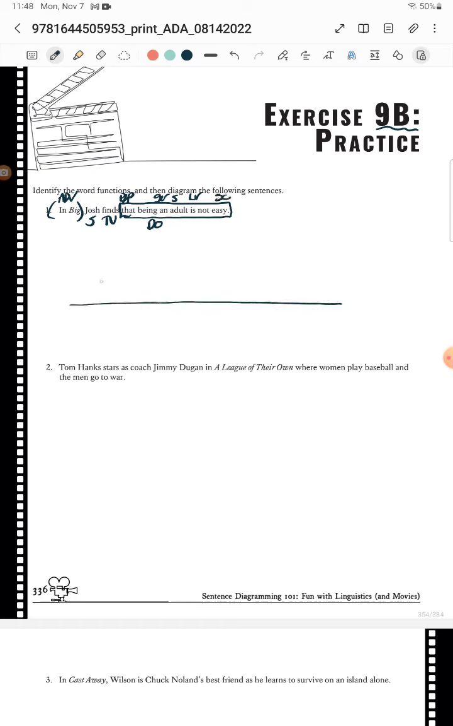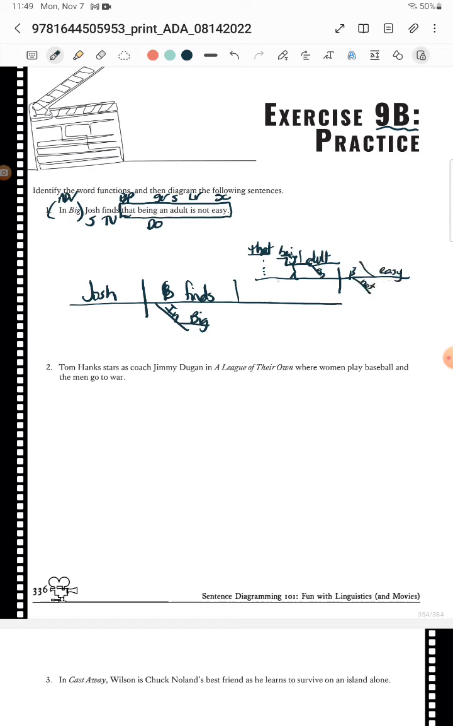I'm going to make this lower because I know that I'm going to have to go up. In big, where he finds out. He finds, and then direct object, what does he find? He finds that, that what? That being adults will stand there, is what is easy, not. Alright, so put that there, and then that goes on a stand, and that's number one.